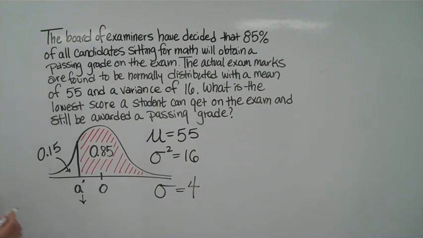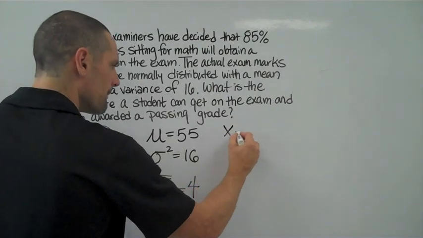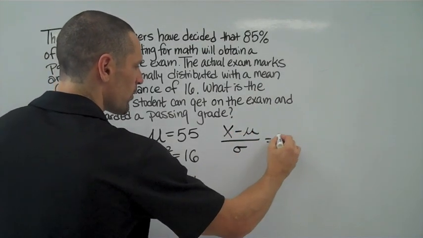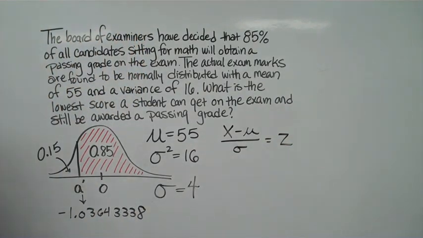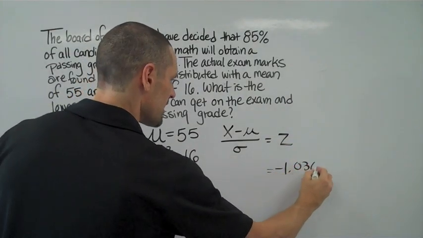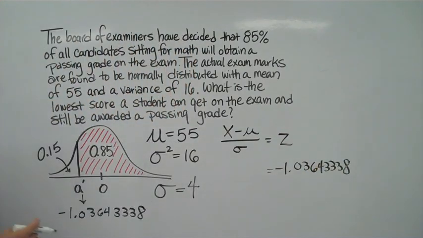When I do inverse norm on my calculator, which I'm sure I will show you, I get negative 1.036433338. That's the key. You have to find this z-value, because you know it's going to be x minus your average divided by your SD is equal to your z-value. Well, your z-value is negative 1.036433338.